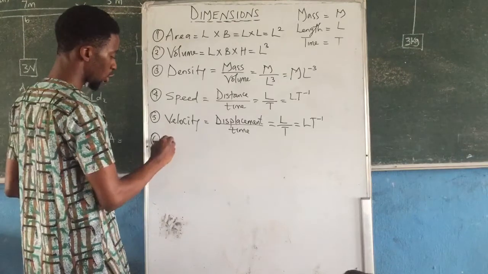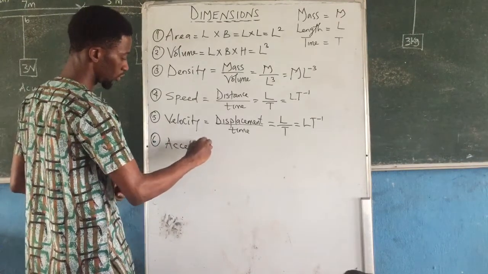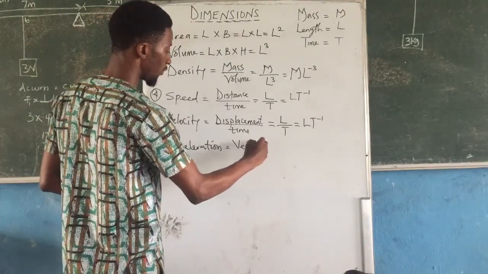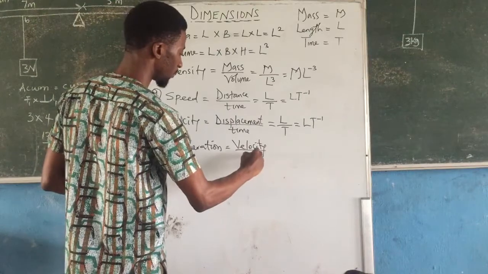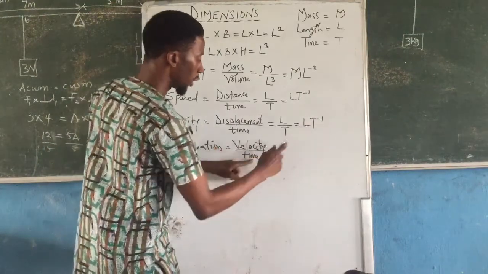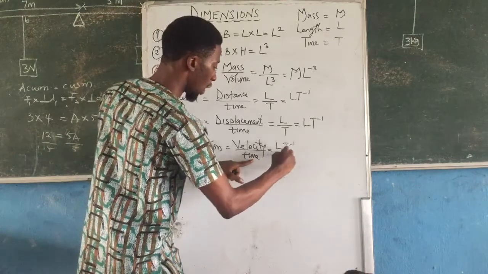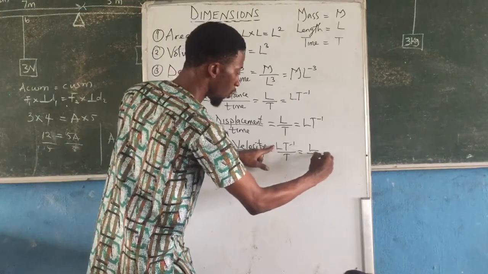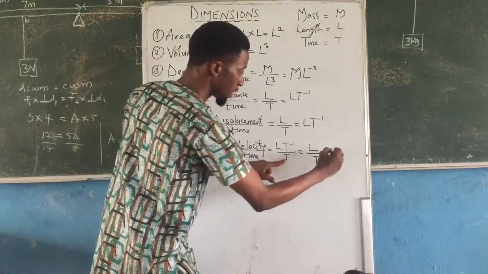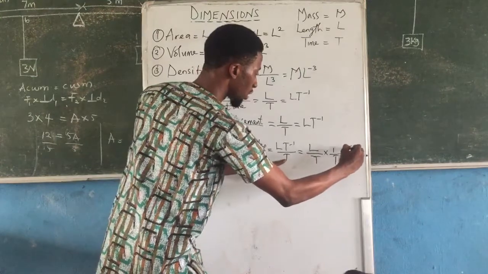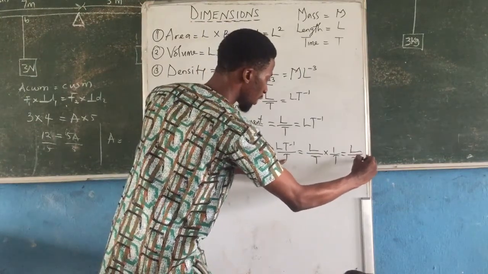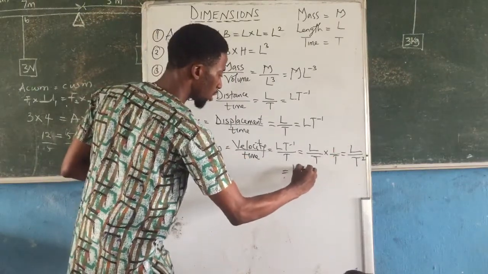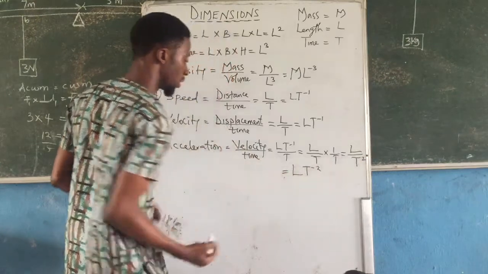Number 6, let us look at acceleration. The formula for acceleration is velocity over time. We have derived the dimension for velocity, L t raised to the power minus 1, all over t here. So if we break this down, velocity originally is L over t, times 1 over t. That gives us L over t raised to the power 2. So the dimension for acceleration becomes L t raised to the power minus 2. We have two t's down here.